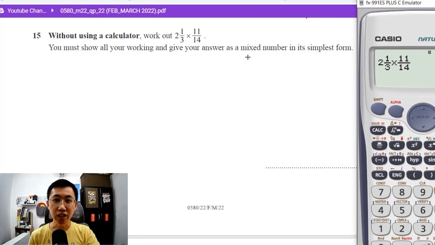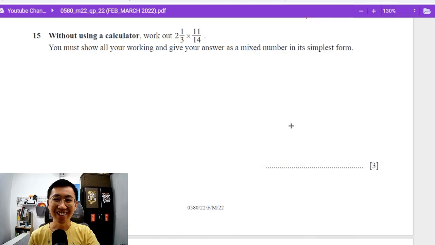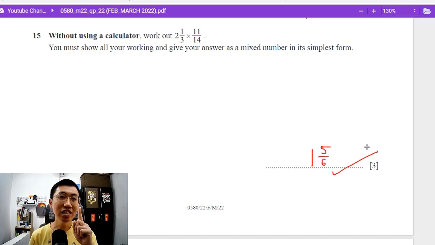You must give in a mixed number form, in the simplest form. So we have to click shift followed by this. So you get 1 5/6. Okay, now we can write the answer, 1 5/6. Confirm, 1 mark. Now we just need to show our working. That is going to give you another 2 more marks. Okay, so first mark, definitely changing your mixed number into improper. Confirm. So let's change to improper.